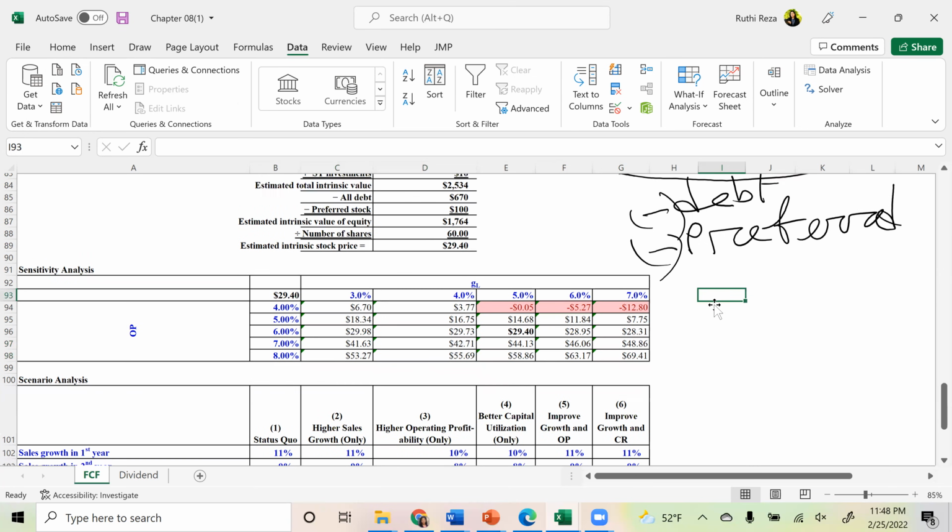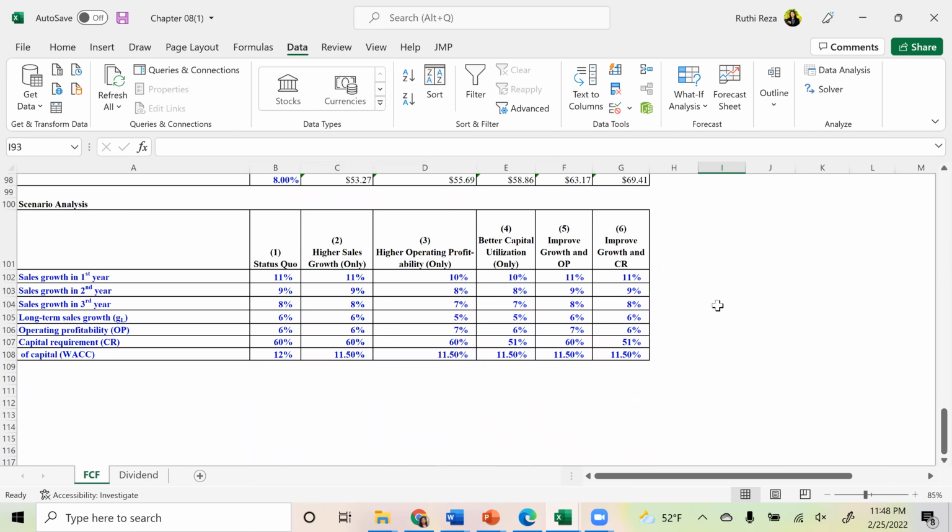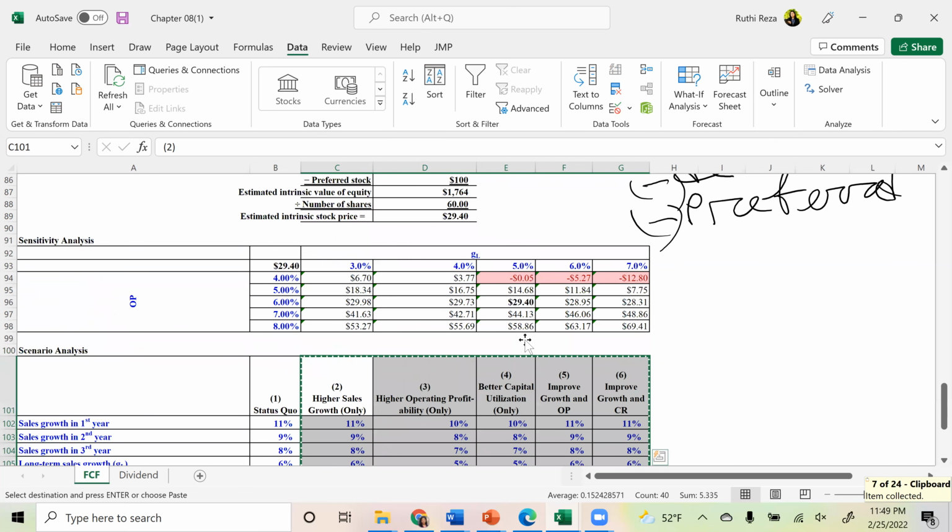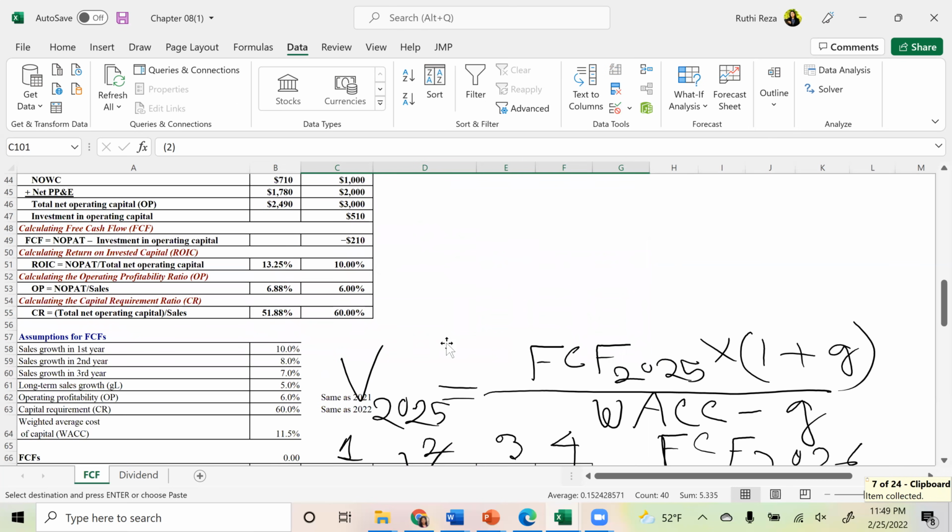Right, now let us perform scenario analysis under 5 different scenarios. These are the base year, right? For sales growth rate in first year, sales growth rate in second year, sales growth rate in third year, long-term sales growth rate, operating profitability ratio, and then capital requirement ratio, and then weighted average cost of capital. Okay, to do so, I'm gonna copy this number to the area right beside this assumption section.